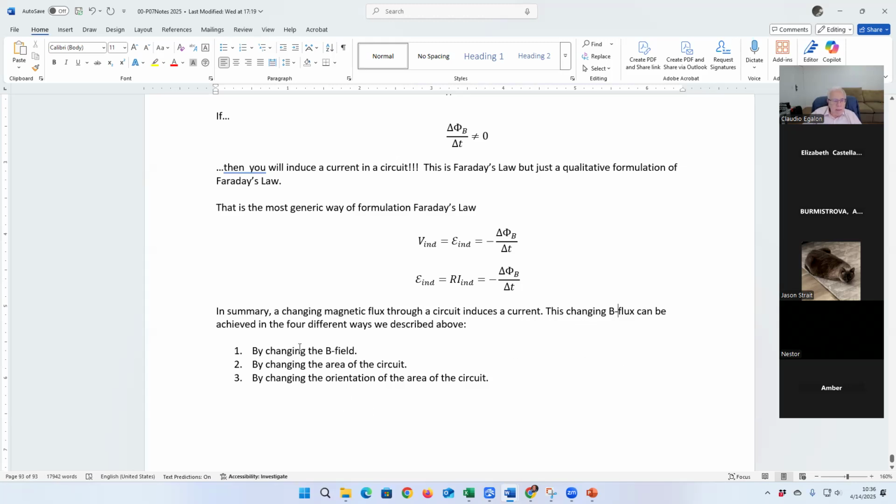This change in B flux can be achieved in 3 different ways, right? 3, not 4, 3 different ways. By changing the magnetic field, by changing the area of the circuit, and by changing the orientation of the area of the circuit with respect to the direction of the B field. Okay? And we do that by rotation.